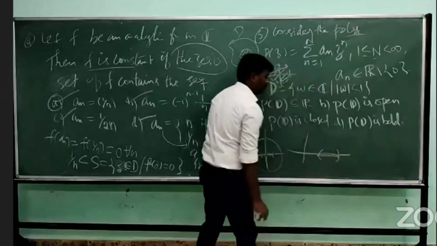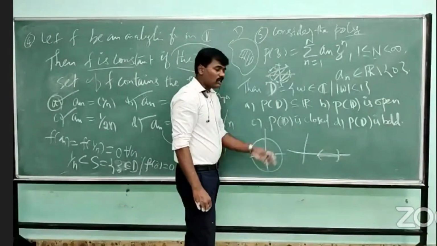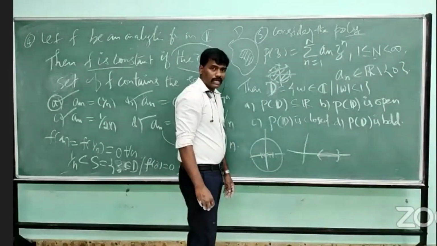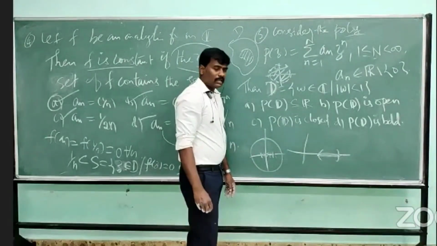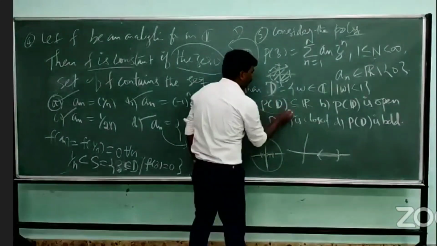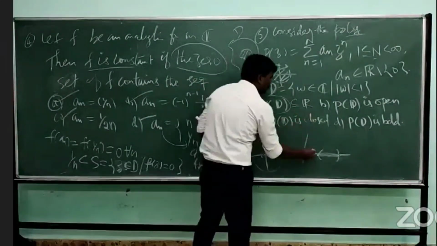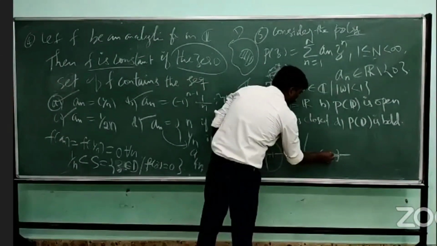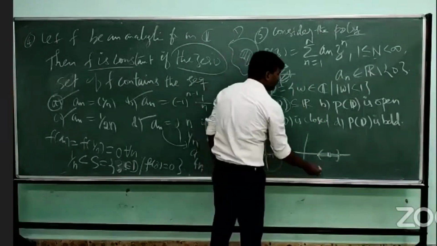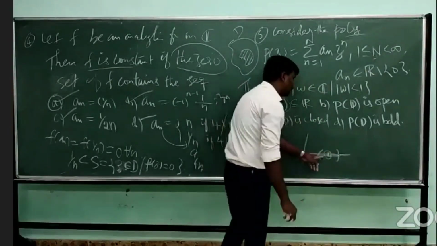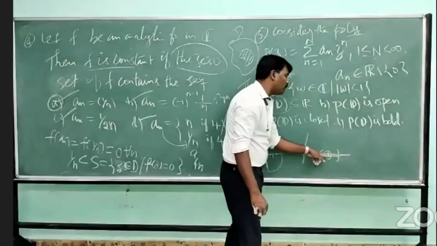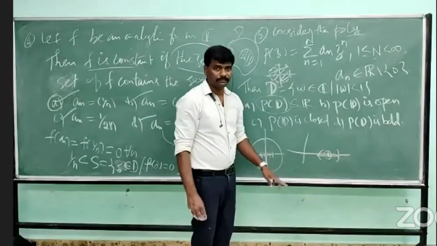This is not an open set. Why is it not an open set? If this is a real set, a subset of R, and you take this in C, this set does not contain any interior point.